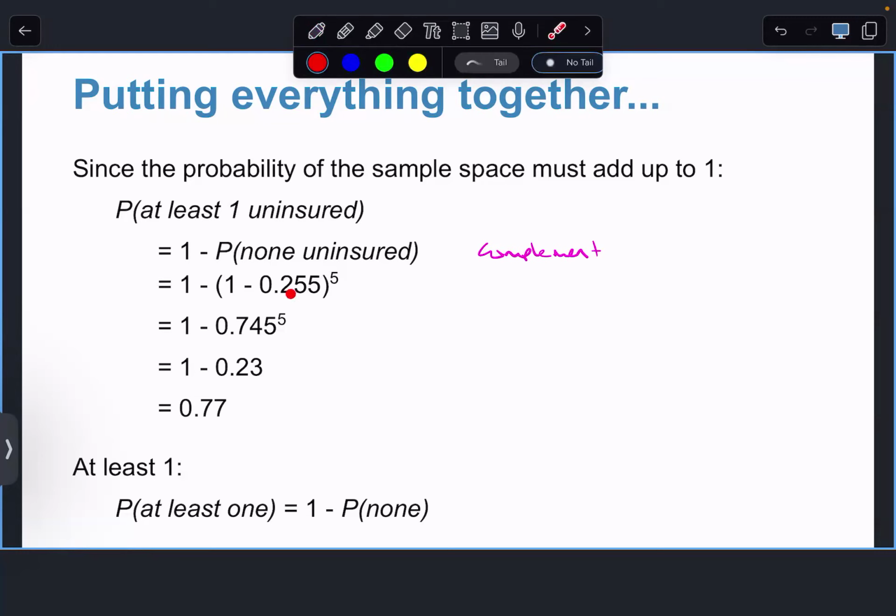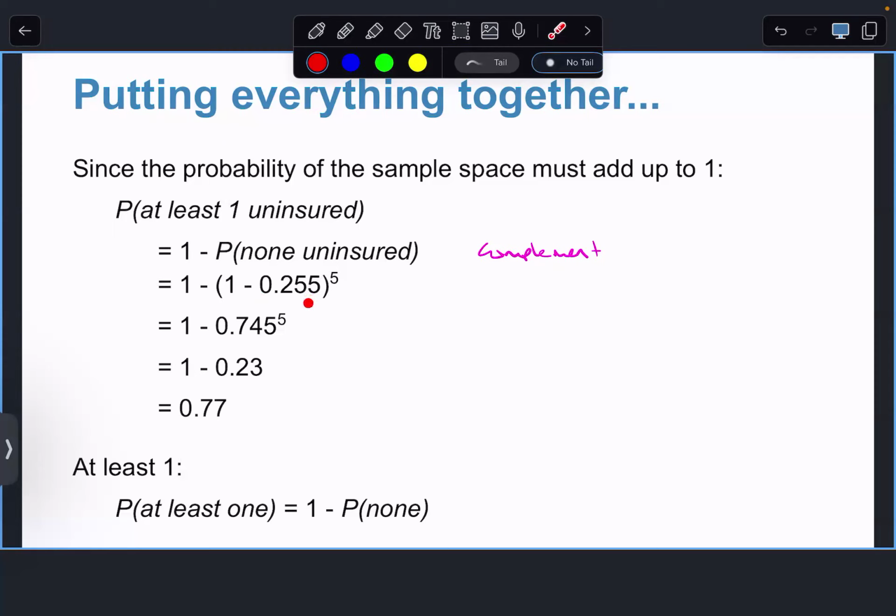I'm going to have to assume that the probability of them being insured was 25.5% or 0.255. I deleted the slide, so I can't be sure, but let's say that's what it is. And so then the probability of being uninsured is 1 minus that, again, using the complement, right?